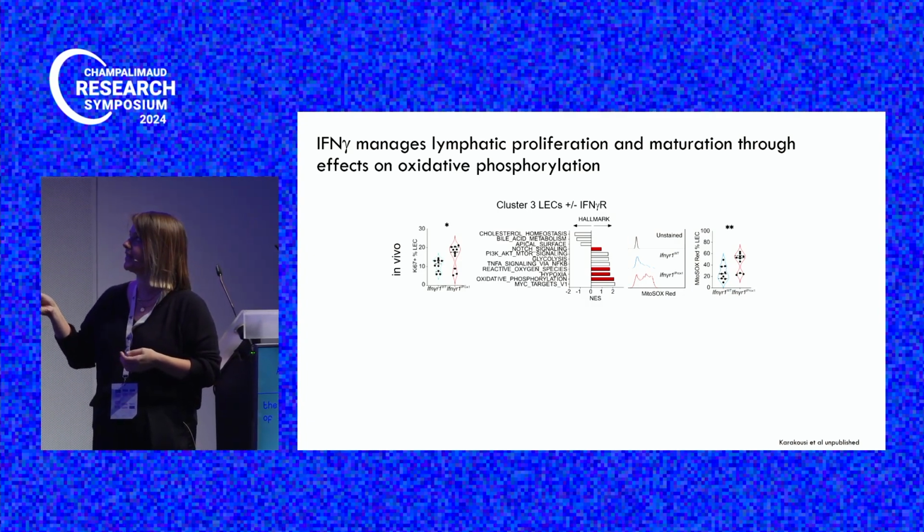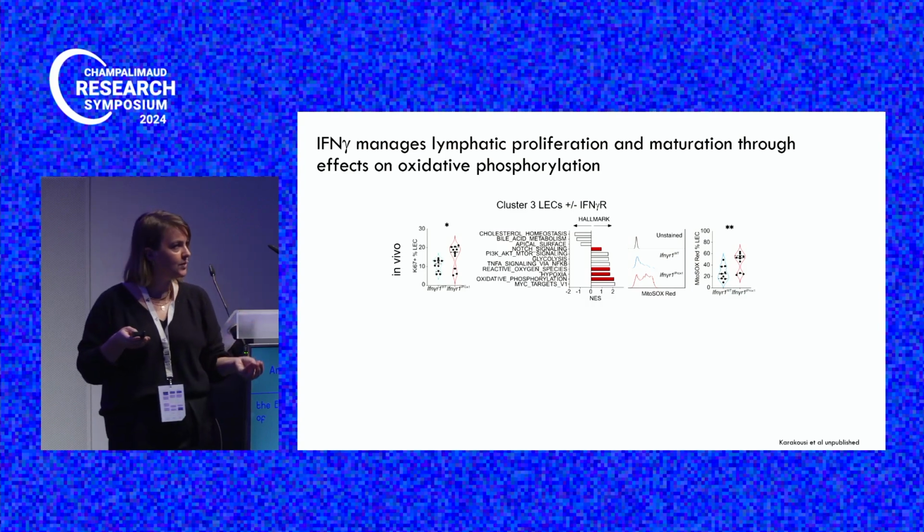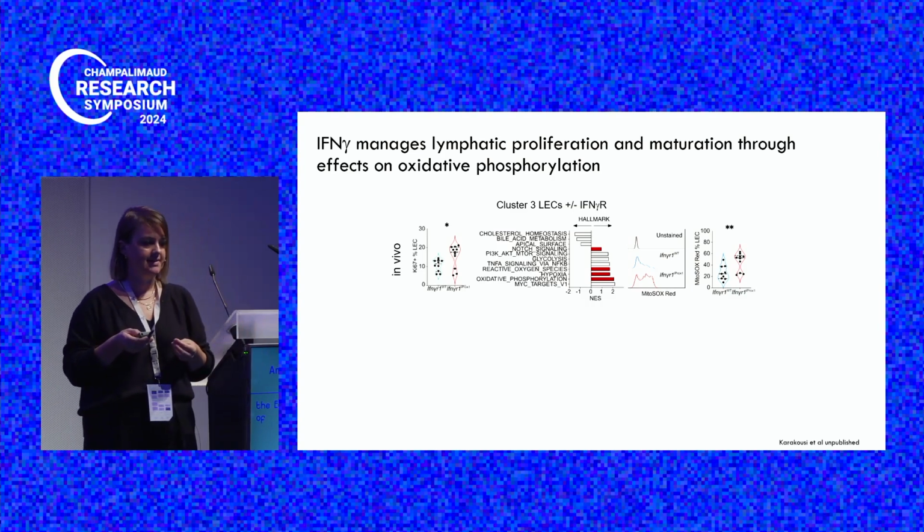Indeed, if you look at mitochondrial ROS as a surrogate for OXPHOS on cells taken directly ex vivo, you can see elevated mitochondrial ROS only in these lymphatic endothelial cells that are not sensing gamma.